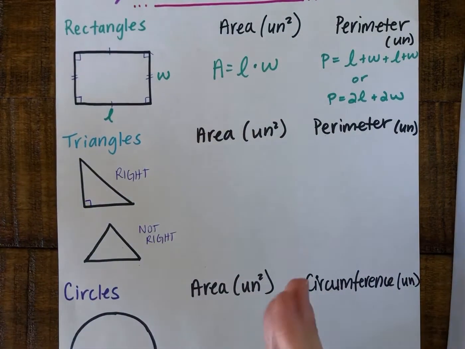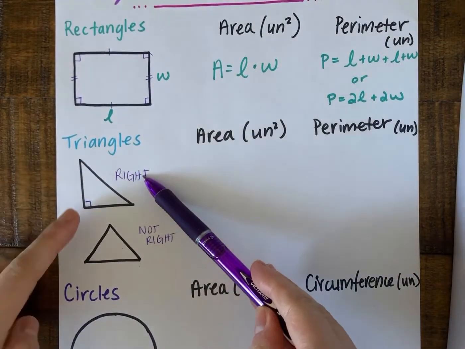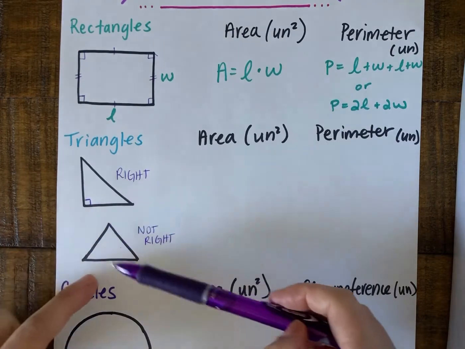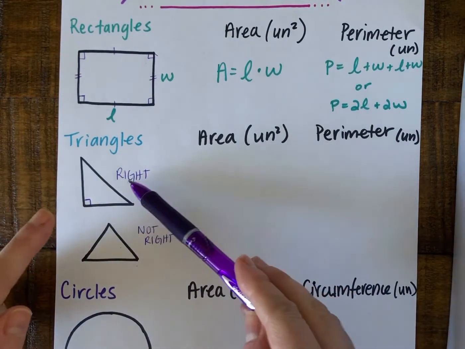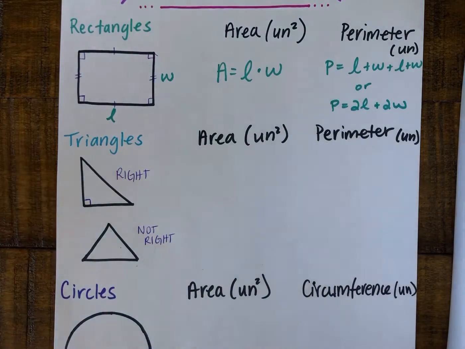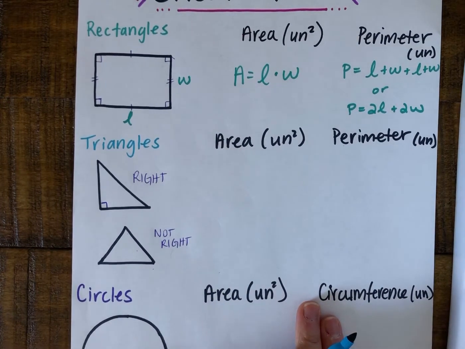So the two we're gonna just focus on are, is my triangle a right triangle, meaning there's a right angle, or is my triangle not a right triangle? We're just thinking about those two categories. The reason why this matters is because with triangles, the formula has to do with two measurements, the base and the height.